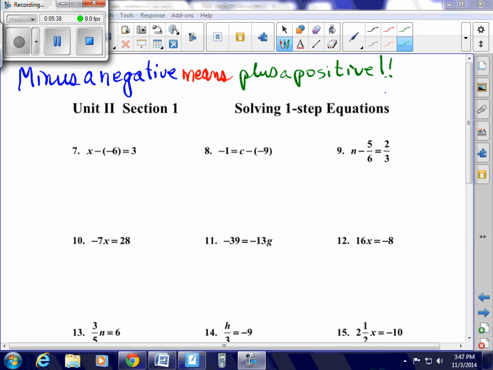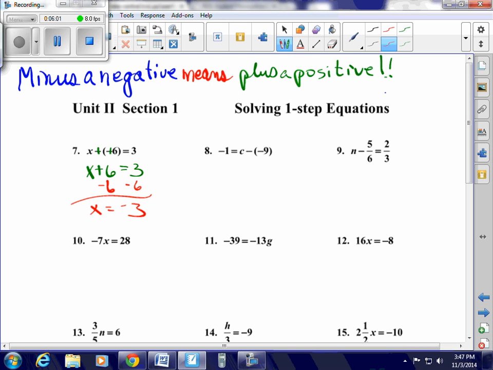Now, number 7, and you want to write this down, make sure you understand that minus a negative, anytime you see minus a negative, it actually means plus a positive. So make the minus sign a plus sign, make the negative a positive. What this is really saying is x plus 6 is equal to 3, and what we have to do is subtract 6 from both sides. X equals negative 3.